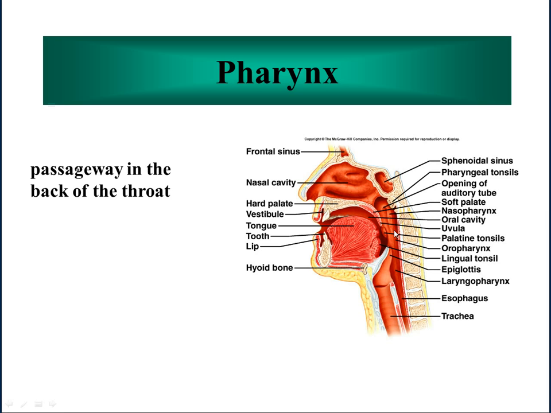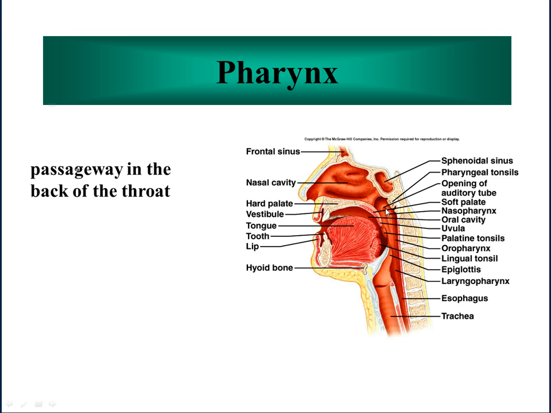Okay, so this is the opening of the auditory tube. Let me just say something about that. That's to the auditory canal. We talked about that when we were talking about the ear. And when you swallow, it helps to equalize pressure in the pharynx and the ear auditory canal, so it helps to equalize pressure on either side.